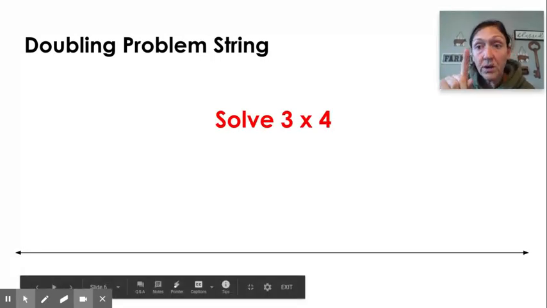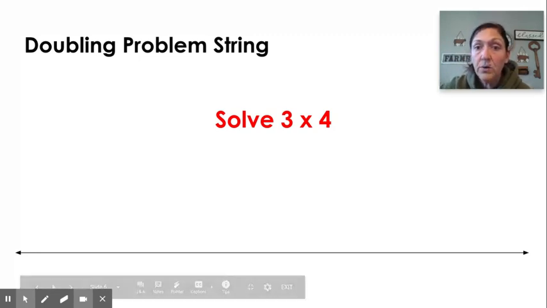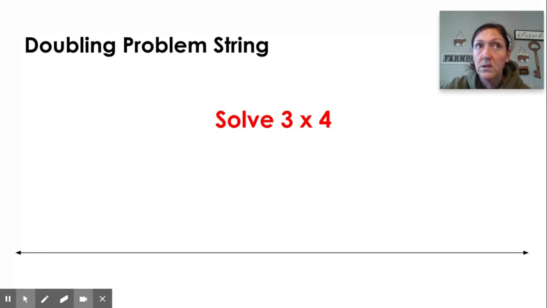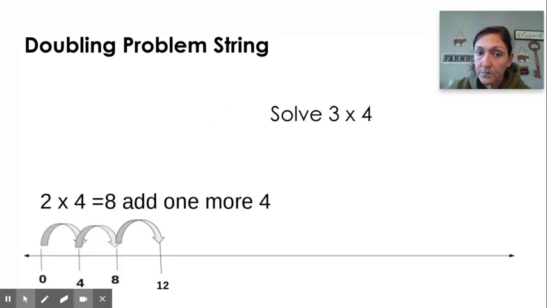Now remember, when you do problem strings, you build. We just found out what 2 times 4 is. Now I need you to add one more group of 4. Do it on your number line. Hopefully your number line looks like mine. 2 times 4 equals 8, and one more 4 equals 12. So 3 times 4 is 12.